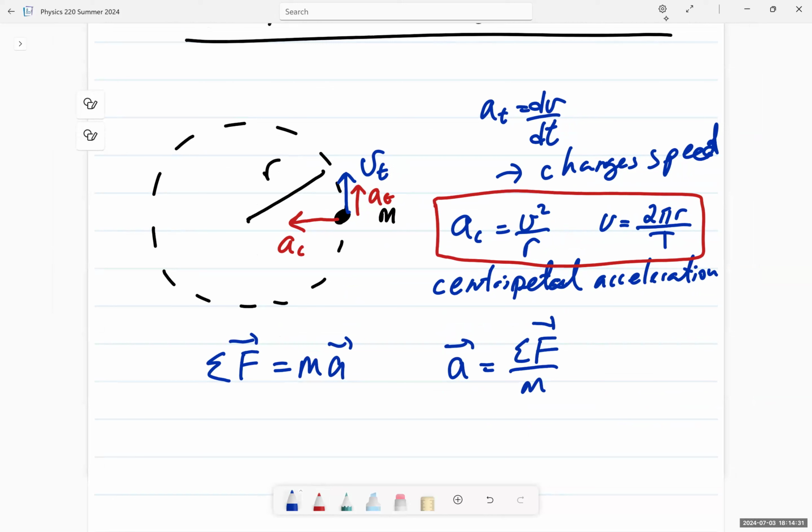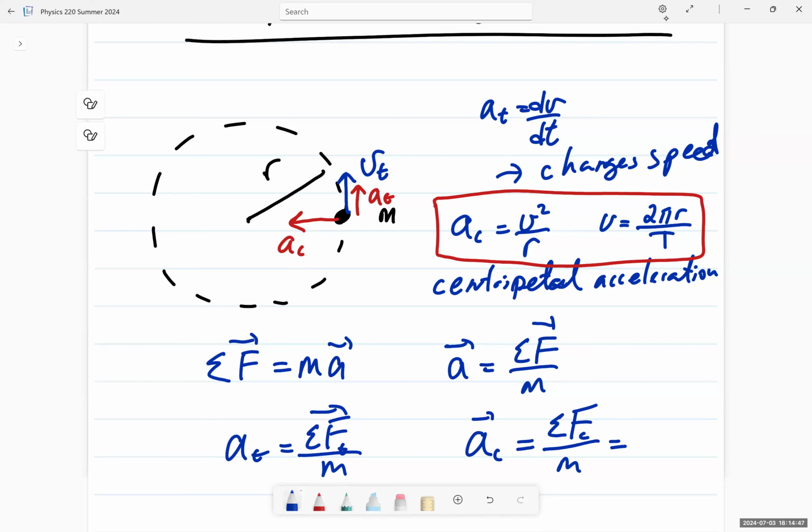So if there's a tangential acceleration, it's the tangential net force divided by the mass. And if it's a centripetal acceleration, it has to be the centripetal net force divided by the mass. This is sometimes easier to consider as the net radial force divided by the mass. The radial direction: you take the center of that circular path and draw a line connecting the center and the object, like this line right here. Any force along that radial line is then a centripetal force.